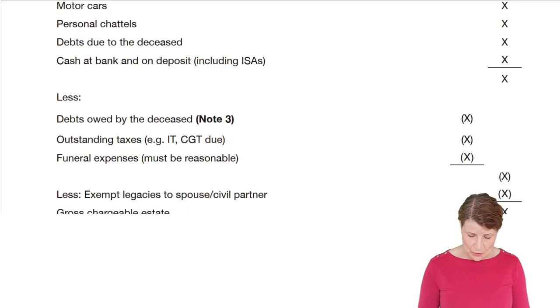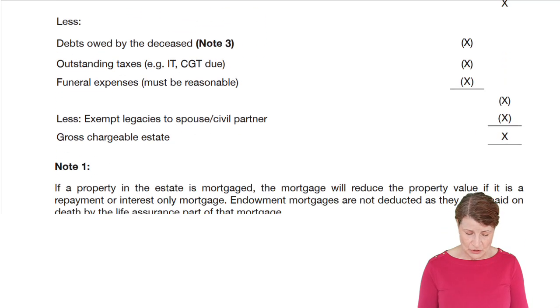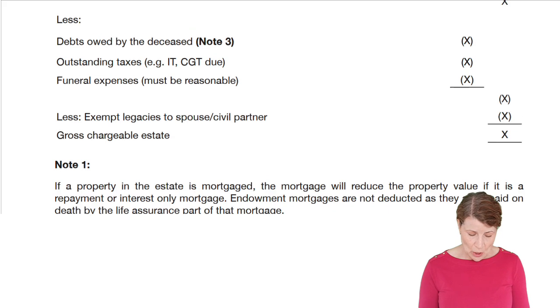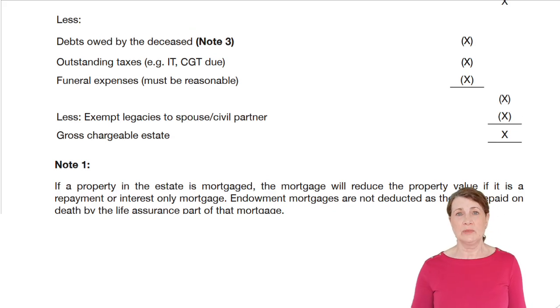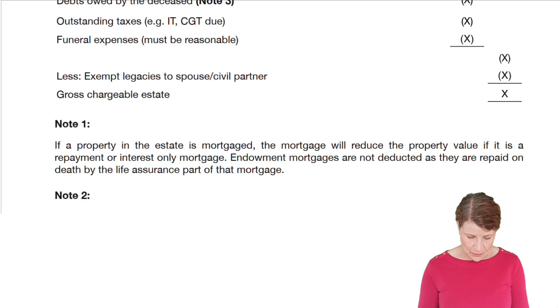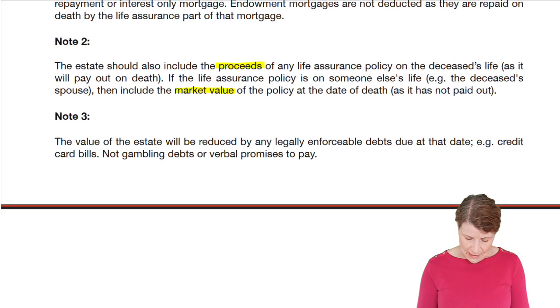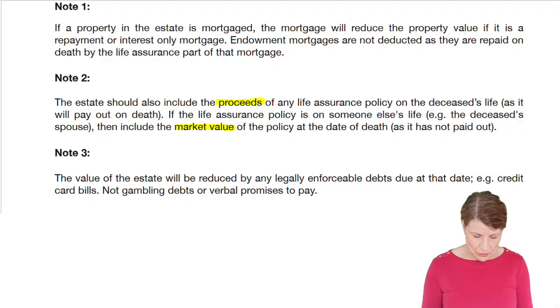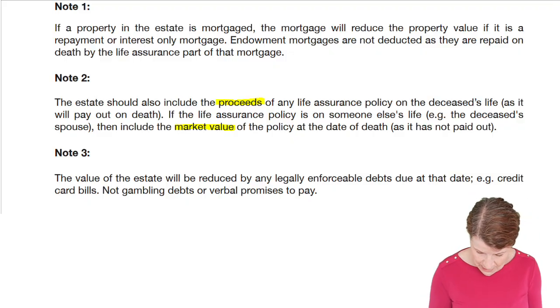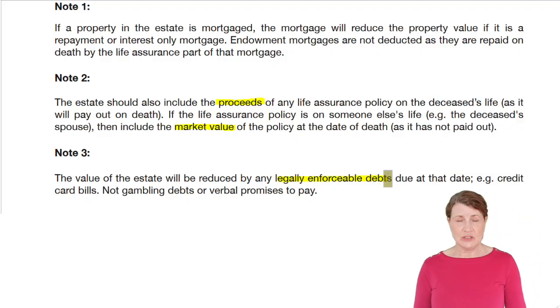So we tot up your assets, and then we've got certain allowable deductions. Debts owed by the deceased. If you die and you owe somebody some money, then the chances are that they're still going to get that money. The only time that you can deduct it in the death estate computation is if it's legally enforceable. So legally enforceable debts, things like credit card bills, for example.